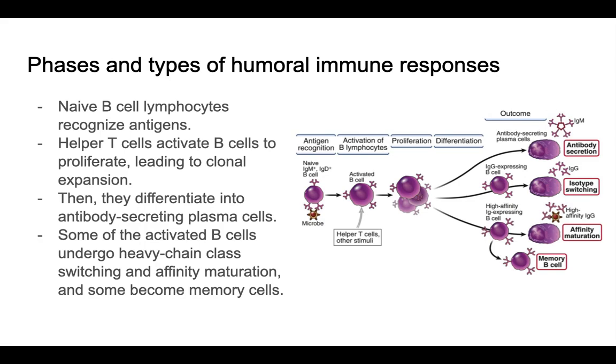So the phases and types of humoral immune responses are: first, naive B lymphocytes recognize antigens. Then the helper T cells activate B cells to proliferate, leading to clonal expansion. Then they differentiate into antibody-secreting plasma cells. Some of the activated B cells undergo heavy chain class switching and affinity maturation, and some of them become memory cells.